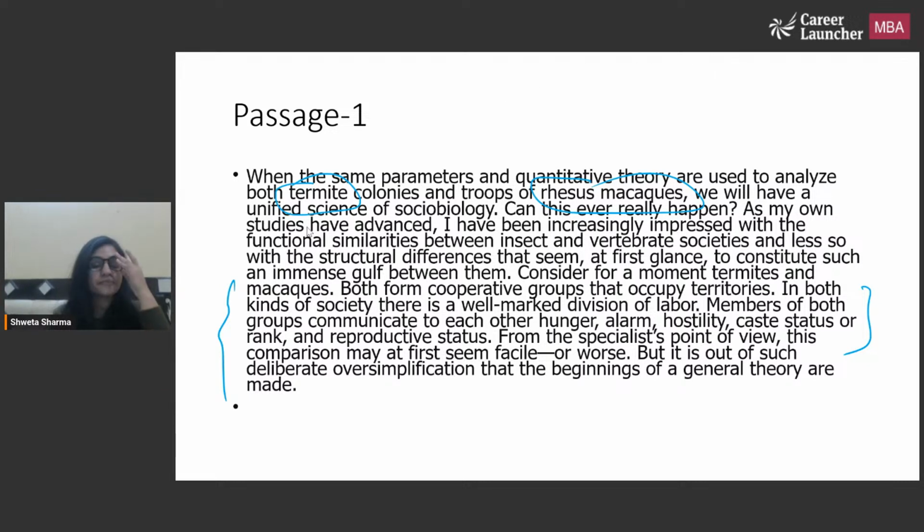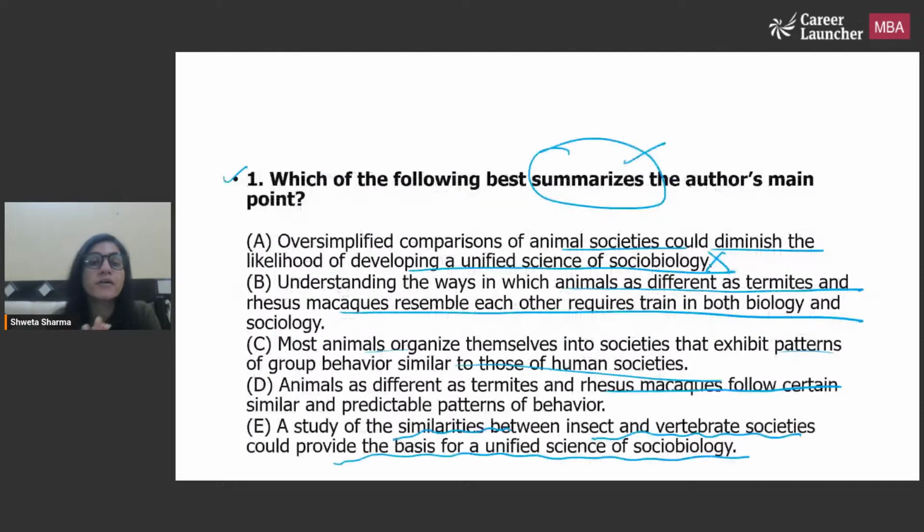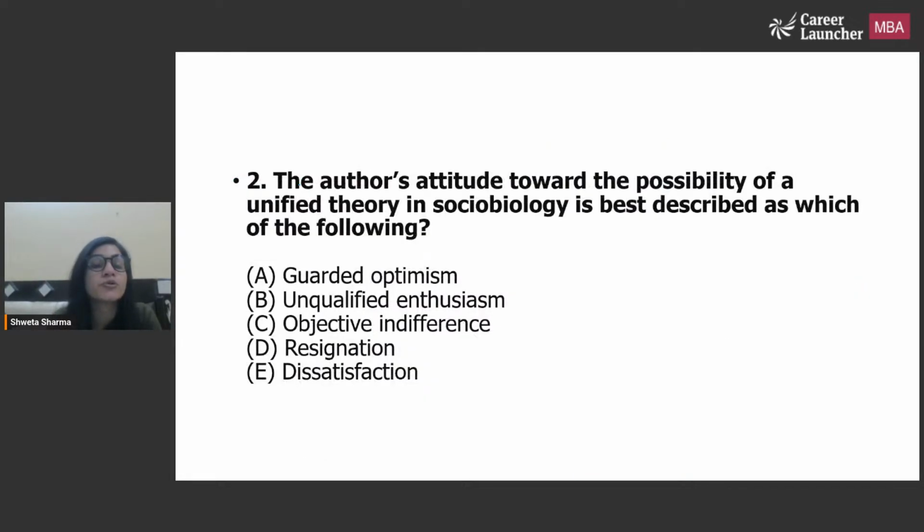Excuse me, guys. So I hope this question was clear. Best summarizes the main point: a study of similarities between insect and vertebrate societies could provide the basis for a unified science of sociobiology. Why do we have this? So answer E is the correct choice when it comes to question number 1. Let's have a look at question number 2.